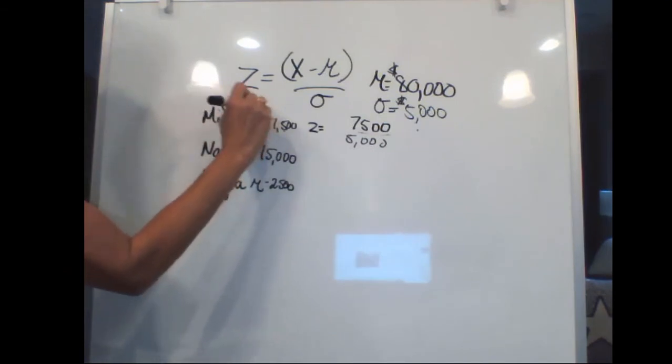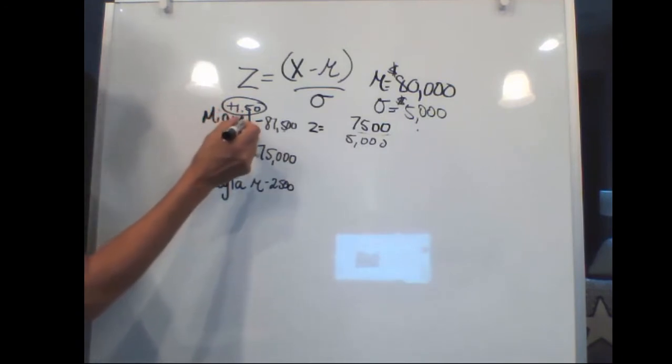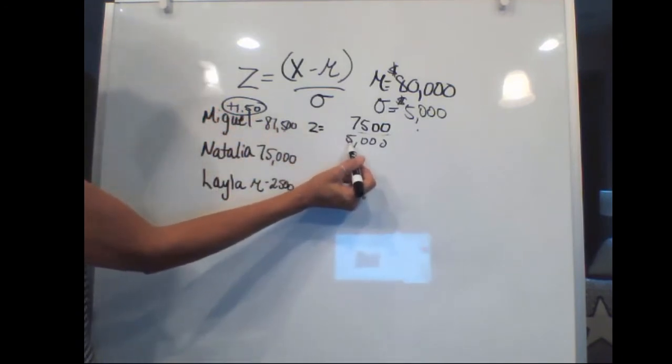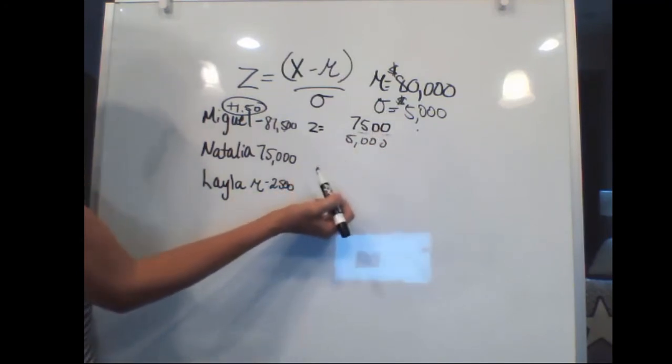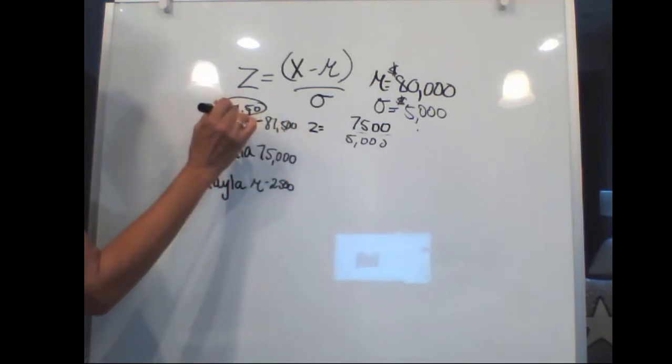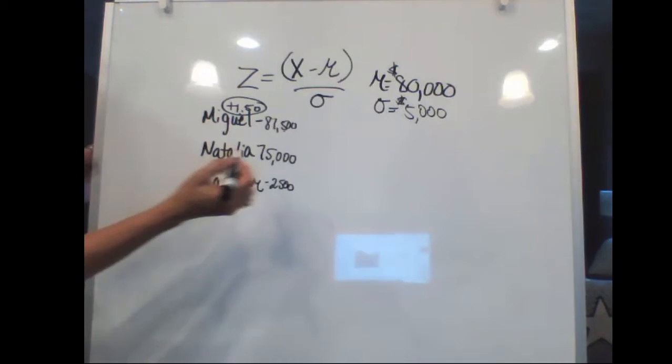I'll put that right there. Miguel is 1.5 standard deviations above the mean. That makes sense because one standard deviation is 5,000, and add another half to that, 2,500, gives you 7,500. So 1.5 is Miguel's score. Let's take a look at Natalia's score next.